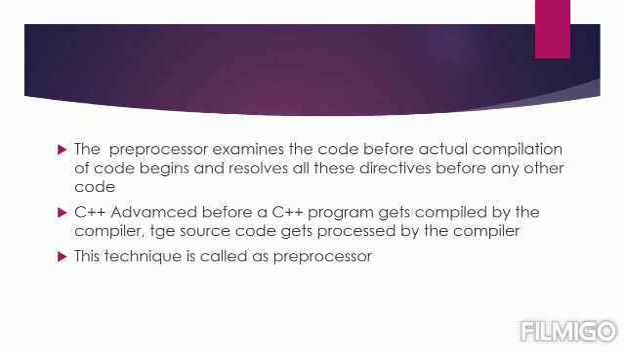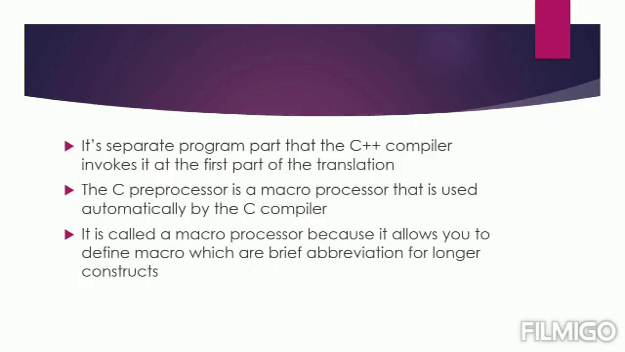Before a C++ program gets compiled by the compiler, the source code gets processed. This technique is called the preprocessor and the process is called preprocessing. It is a separate program that the C++ compiler invokes as the first part of the translation.